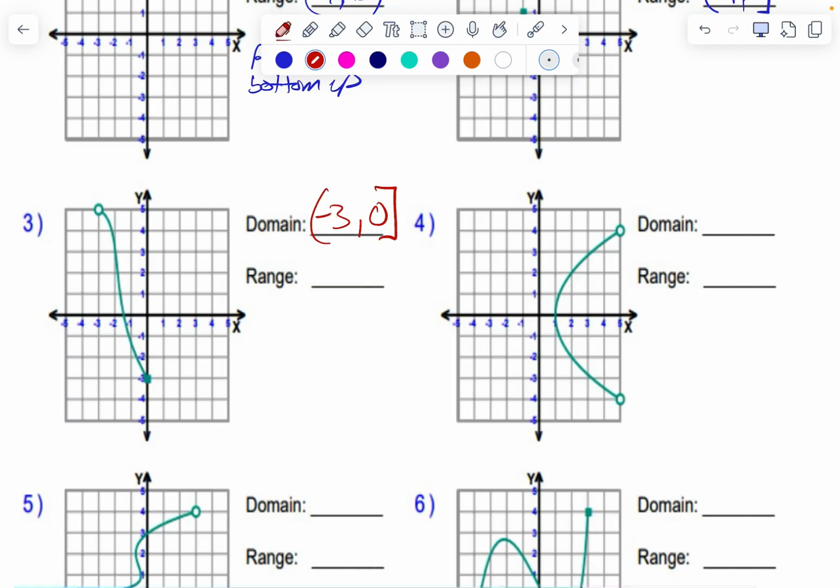Okay, hold on. Before you pack up, circle number 8. Number 8. 13, 14, 18 to 21. I will put that on Google.